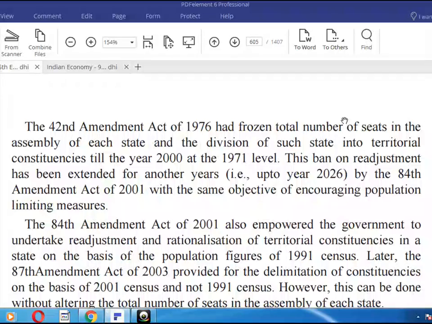The 42nd Amendment Act of 1976 had frozen the total number of seats in the assembly of each state and the division of such state into territorial constituencies till the year 2000, at the 1971 level. This ban on readjustment has been extended for another 25 years, up to 2026, by the 84th Amendment Act of 2001, with the same objective of encouraging population limiting measures.